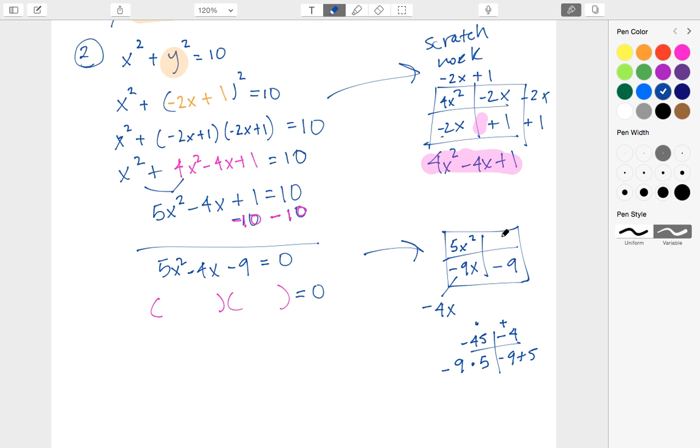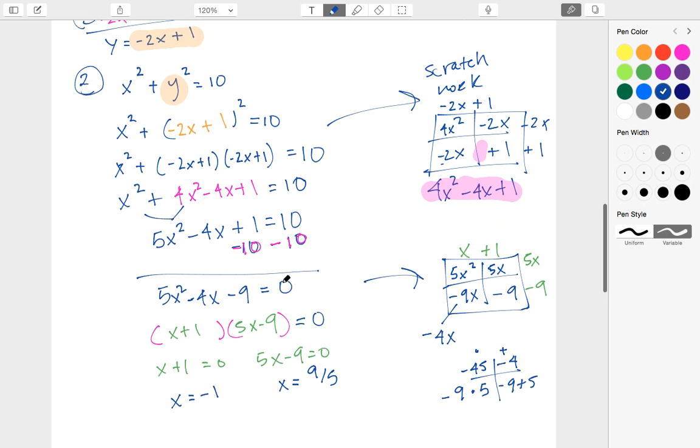So we have negative 9x plus 5x. And then we will get x plus 1 and then 5x minus 9. And so that becomes our new factored version of our trinomial. And then once we do that, final step, we'll do x plus 1 equals 0, and then 5x minus 9 equals 0, and we'll end up solving for x values, and we'll get x is equal to negative 1, and then x is equal to 9 over 5.